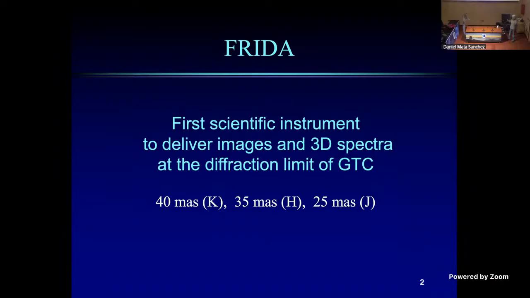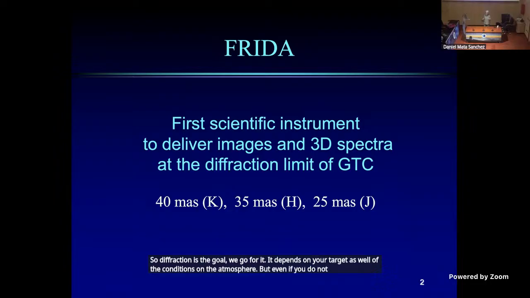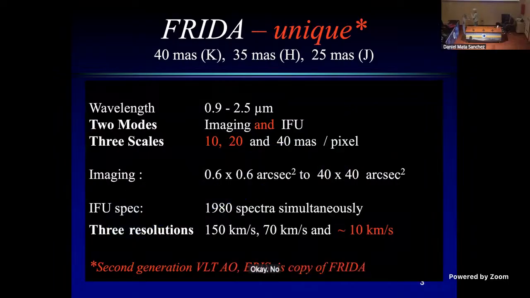But still, even if we do not achieve the diffraction limit, even if it's not a factor of 10 higher angular resolution, you can get what we call seeing reduced. So you can get maybe a factor of 6 or 5, which is already an improvement. So the diffraction limit is the goal, we go for it. It depends on your target as well, and on the conditions in the atmosphere, but even if you don't achieve it, you gain. You can gain not a factor of 10, but a factor of 5 or 3, depending. You always win.